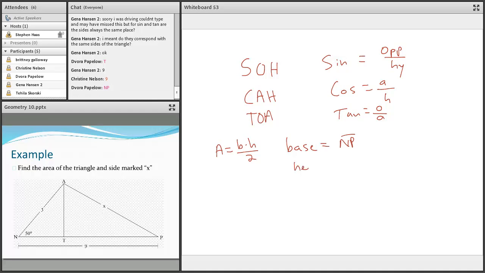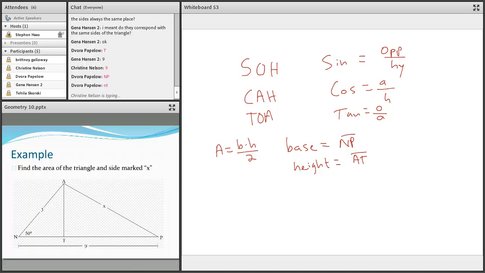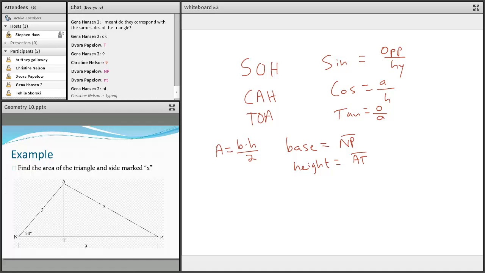And the height over here, of course, is going to be AT, because that's the altitude in this case. Okay, good. Now, we don't know, of course, what NT is, and we don't know what NP is. If we do, we can then use the Pythagorean theorem to figure out what we need. So how do we figure out AT, or NT, to start with? Well, let's use trigonometry. Which one do you want to go for first? It doesn't matter which one, so I'm just going to pick whichever one the first person says. Okay, NT. We're going to go for NT first.